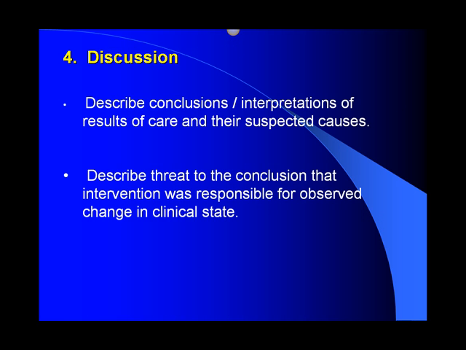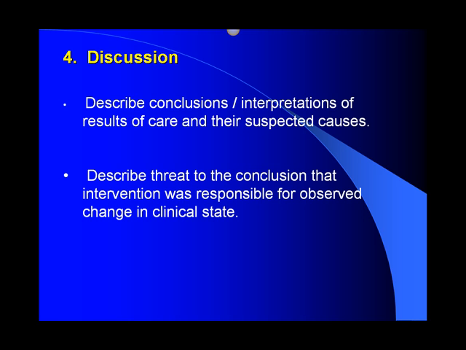Once you're done, you go to the discussion and you want to describe the conclusion and interpretation of the results of care and the suspected causes. So for example, if after 2 or 3 months of care the patient who had migraine is no longer suffering from migraines, you want to try to create a hypothesis as to why that occurred. You may want to talk about how by reducing adverse mechanical cord tension we reduce some of the tension on the rectus capitis posterior minor, and that reduced the tension that was created on the fibrous band that attached from it to the dura mater.